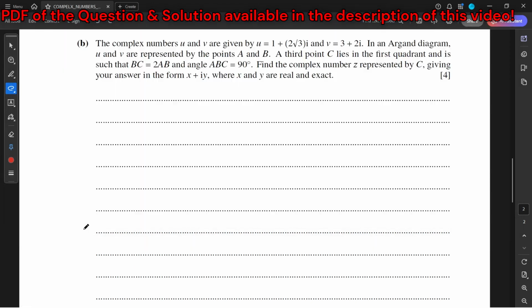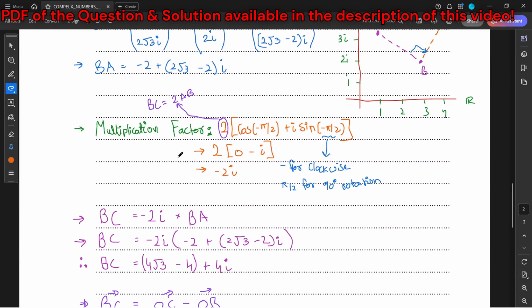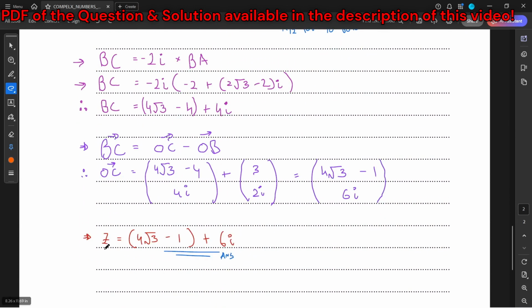So yes, let's get started. And that's how the step-by-step solution is going to look for this part. And the final value of z that you must be getting for it to be correct is 4 root 3 minus 1 plus 6i. And if you were able to get this solution by yourself, please let me know in the comments. I'll be really very happy to see how many of my viewers are able to get to the solution by themselves.